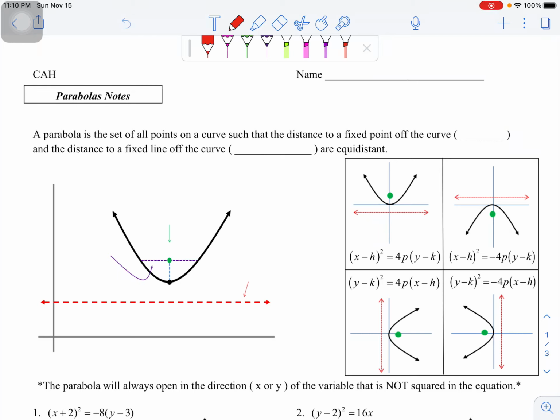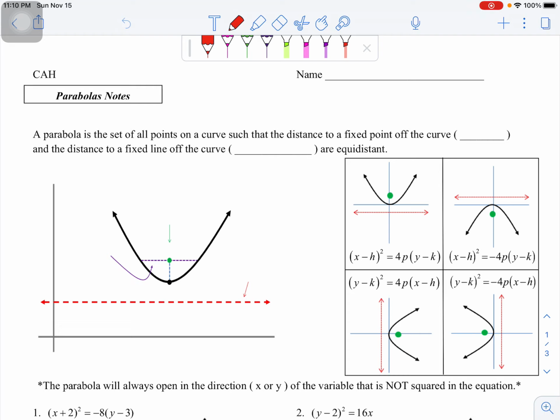In this video, I'm going to talk about the basics of parabolas, which is the next conic section that we're going to talk about. You've done parabolas in Math 2. We've dealt with parabolas a little bit in Math 3. But the parabolas we're going to deal with here are not necessarily functions.